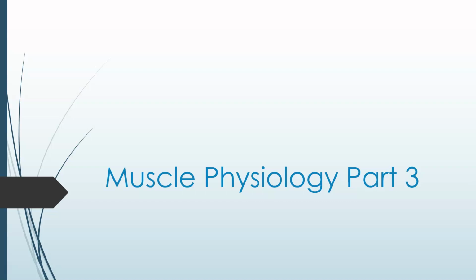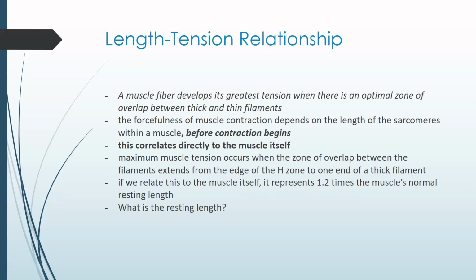This physiology has to do with some things other than what's occurring at the microscopic level with muscle tissue. These are other parts of a muscle contraction, with the first being length and tension. There's something called the length-tension relationship. The definition is: a muscle fiber develops its greatest tension when there is an optimal zone of overlap between thick and thin filaments.